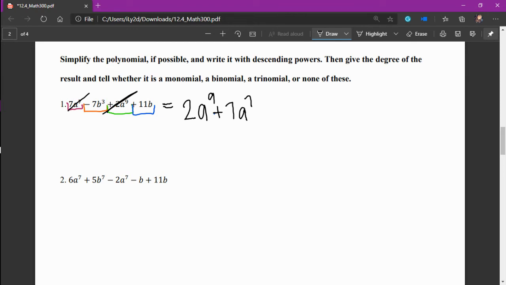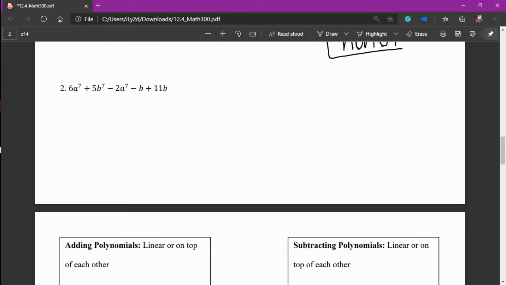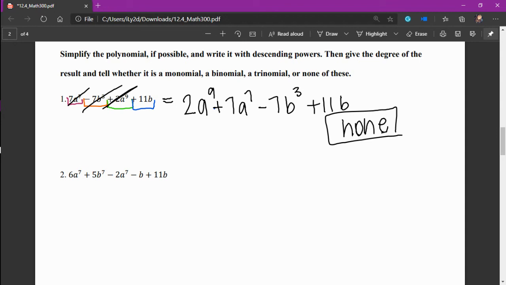And then now I have my B variables. I want to write them in descending order, so that would be my negative 7b cubed. And then I have a positive 11b. This would be none. Yes, it is a polynomial, but it's not just 1 term, 2 terms, or 3 terms. Therefore, we just identify it as none. Okay, so I should have enough time. I'm fixing to teach a class, so I'll do this example. Probably don't have to scoot up.